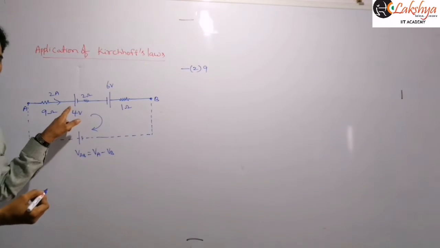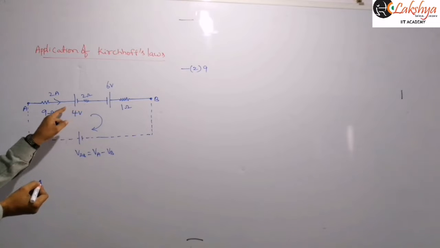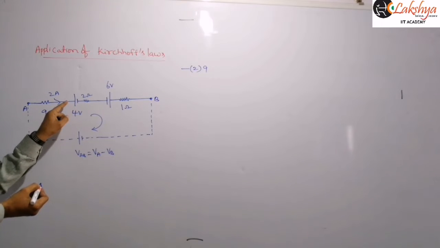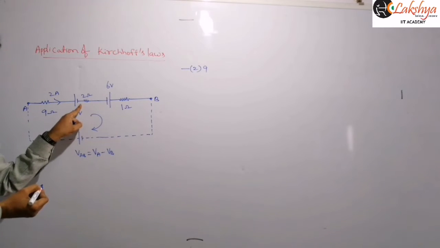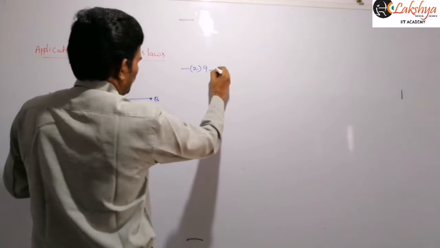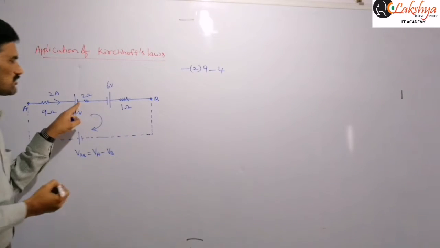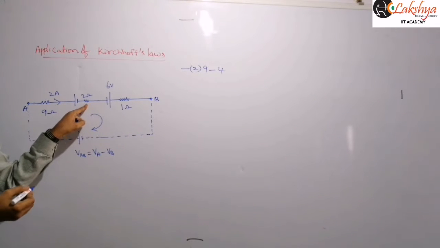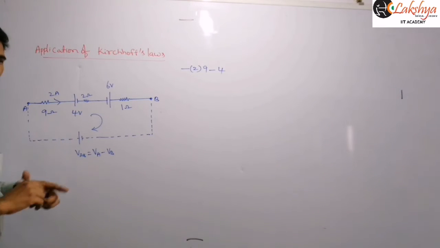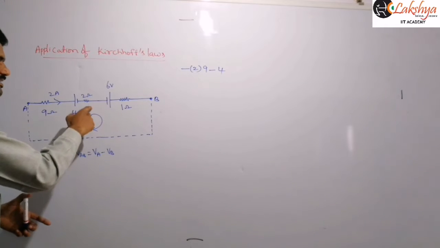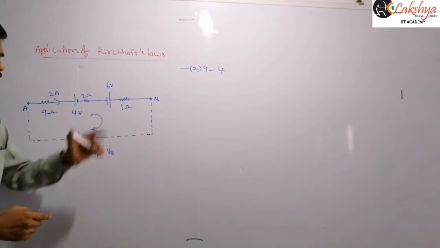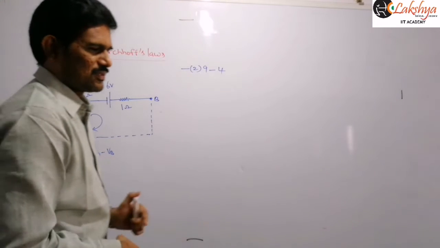Next here we are getting this cell. For this cell, we are traveling from positive to negative. So positive to negative means it is minus, right? And next here resistance is there. And now here you may get the doubt how much current is flowing in this resistance and how much current is flowing in this resistance, right? Is there any such doubt?